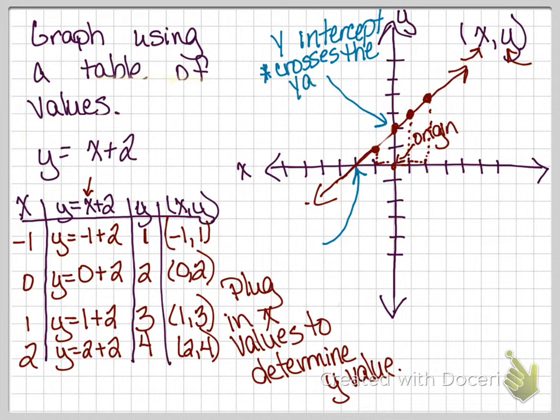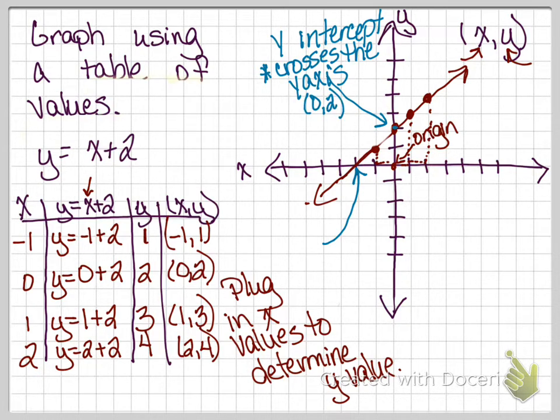Now, the point for this right here, what's that point? Almost. Nope. 0, 2. Good, good, good. Your X value always comes first. You're good.